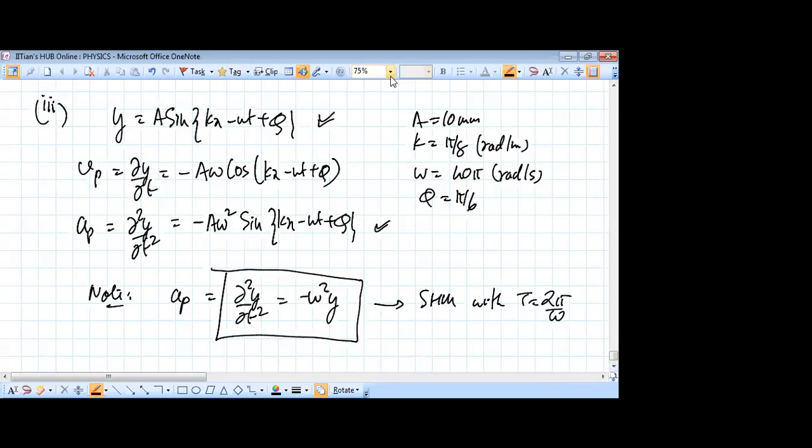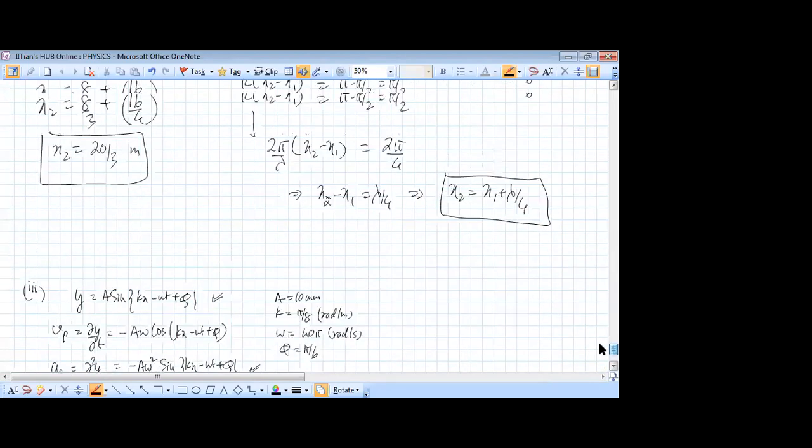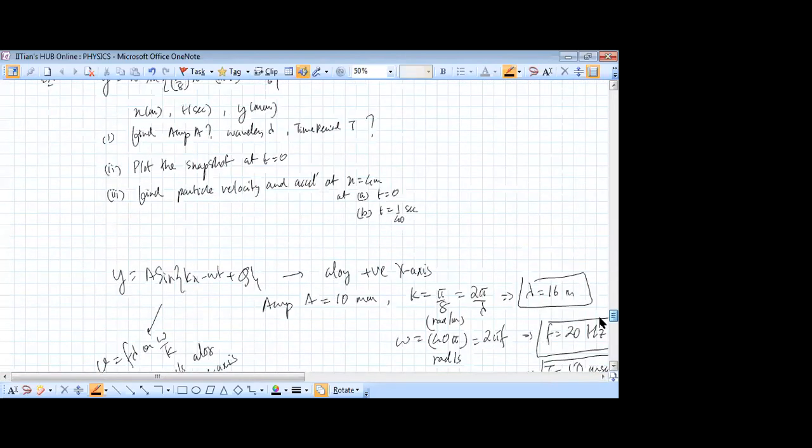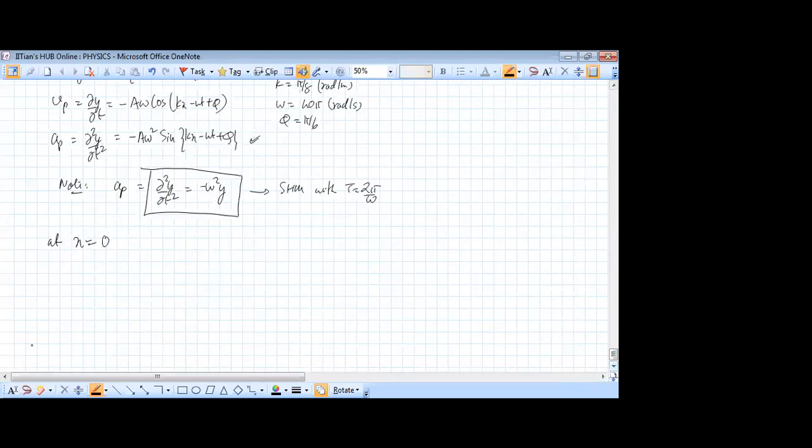So anyway, now coming to the substitution. At x equal to 4, we had to find at t equal to 0. So at x equal to 4 meters, at t equal to 0, the particle velocity will become minus a omega cos of kx.